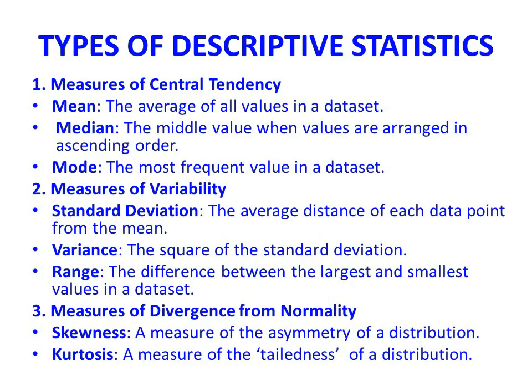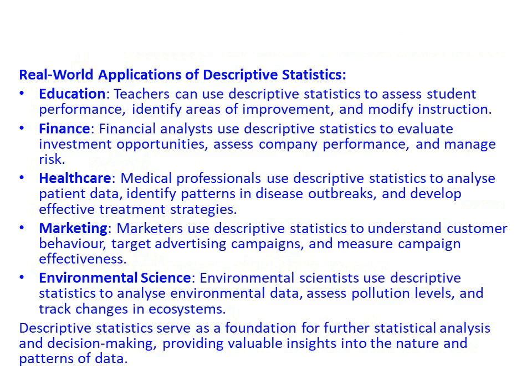3. Measures of divergence from normality. The measures of divergence from normality are skewness, a measure of the asymmetry of a distribution; and kurtosis, a measure of the tailedness of a distribution. Some real-world applications of descriptive statistics are: in education, teachers can use descriptive statistics to assess student performance, identify areas of improvement, and modify instruction.